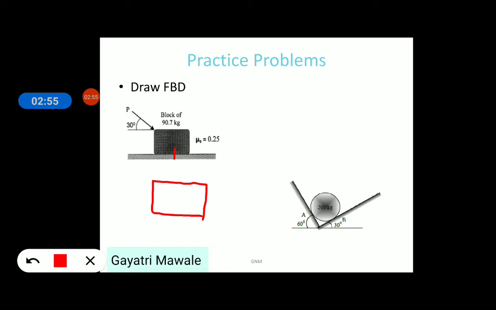Then show weight of the block acting from its center vertically downward. Say this is weight of this block. In problem, its mass is given 90.7 kg. If you multiply mass with 9.81, you will get its weight in Newton. For contact surface, we have to show now normal reaction. Contact surface is horizontal, so normal reaction will be vertical and from the surface towards the object. So the normal reaction is vertically upward. I will give name N1 to this contact's reaction.